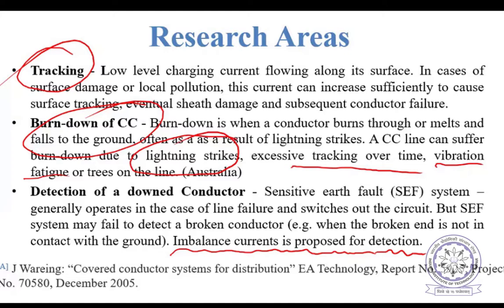But obviously, when the conductor is falling on the ground, and if it has an exposed conducting part, since this is at high voltage and there is a ground here, there should be flashover, and then definitely it must be causing the fault. But in case it does not cause flashover and all, even in that case imbalance currents may be detected. People are doing research on it, and the topic is open also. Anyone can do the research also.